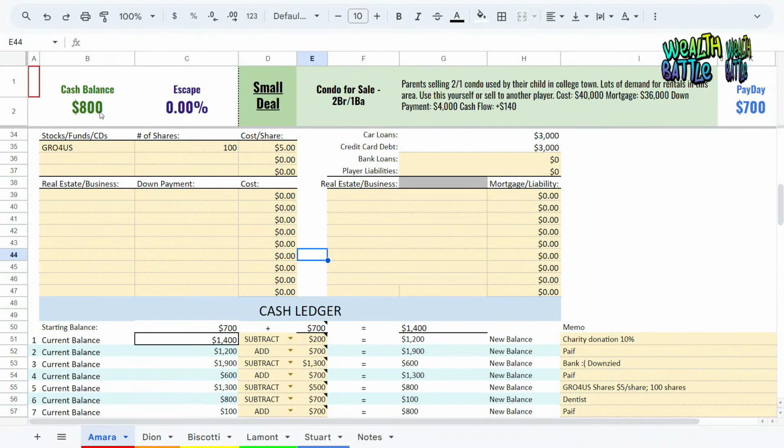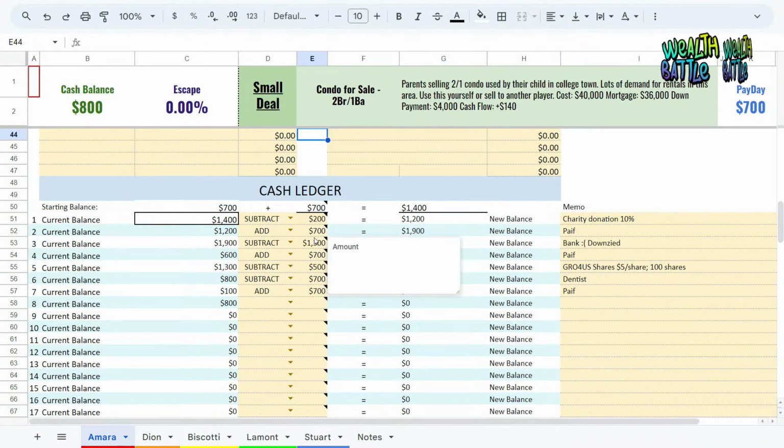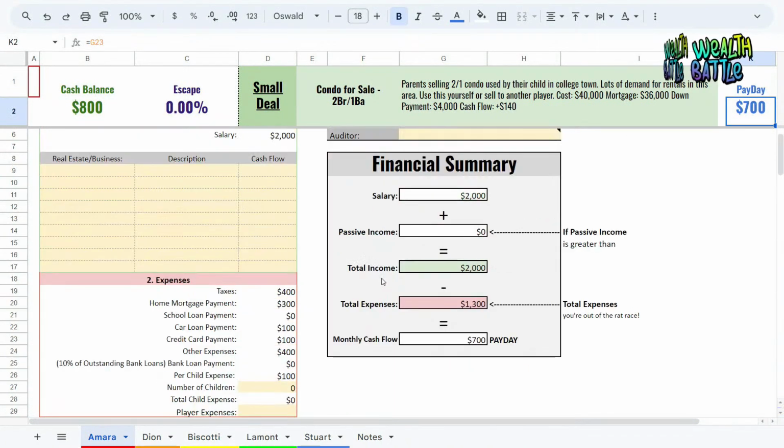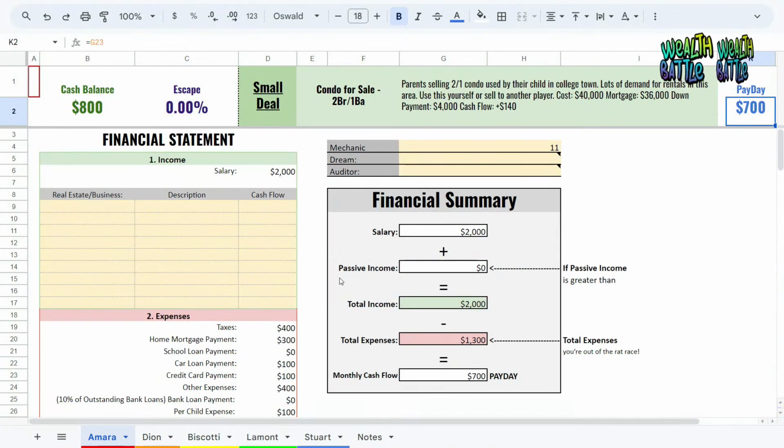Nothing? Not true. 800? Oh, I have 800. I thought I had 200. This is even better. Yeah, so you have 800. And what is your payday? 700. Okay, so we know that we can take out loans.